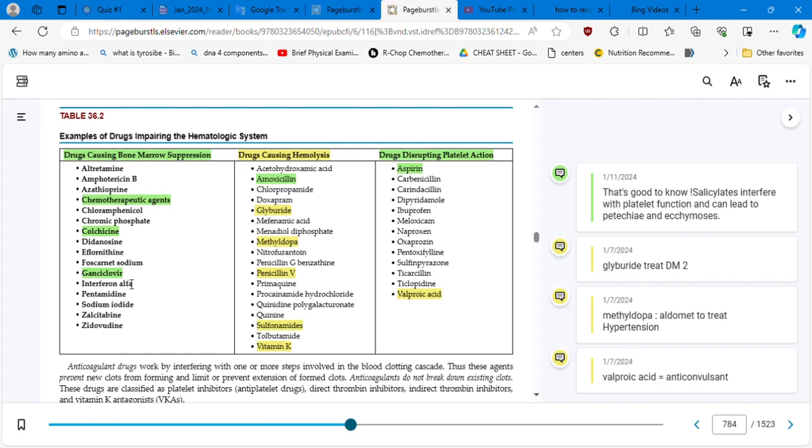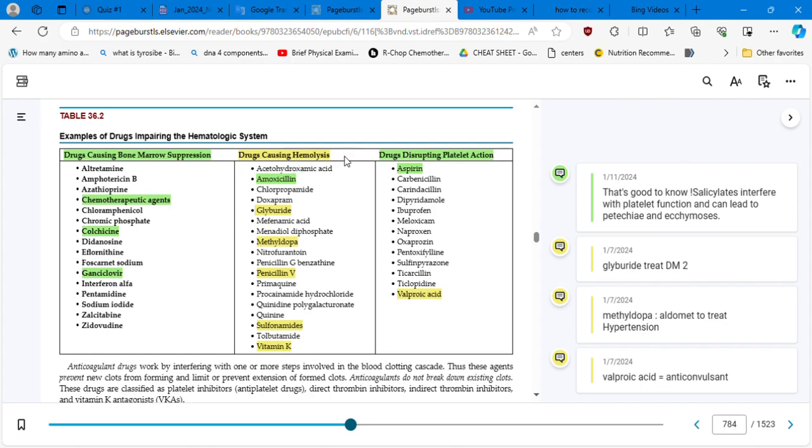Ganciclovir is one of the antivirals that is used to treat herpes. So there is another, valacyclovir, acyclovir, okay? So those cause bone marrow suppression. So it's better for you to prevent the herpes and the gout.